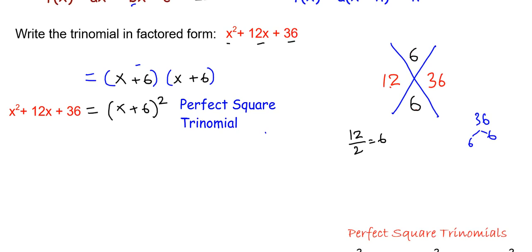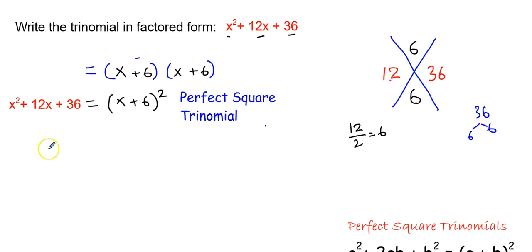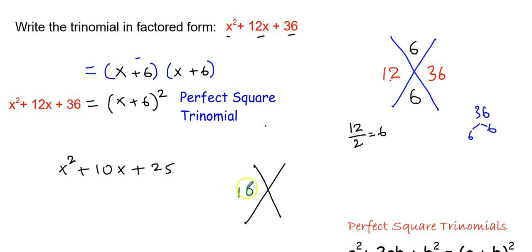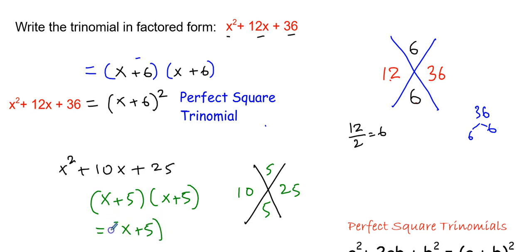Let us look at one more example quickly. Let me say we have here x squared plus 10x plus 25. It is obvious, right? I have 10 here. 10 is the sum of the two numbers, and 25 is the product. Half of 10 is 5, and 5. 5 plus 5 is 10. 5 times 5 is 25. So, I can write this x squared plus 10x plus 25 as x plus 5 times x plus 5, that is x plus 5 whole square, right? Therefore, this x squared plus 10x plus 25 is a perfect square trinomial.